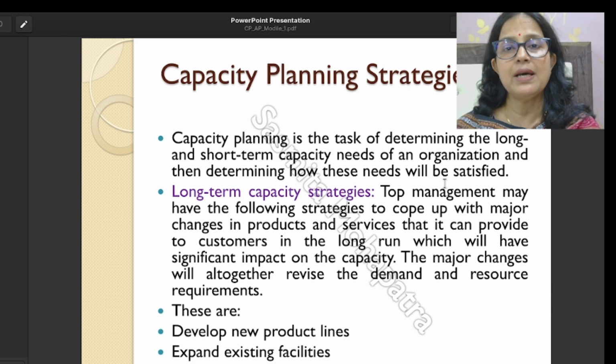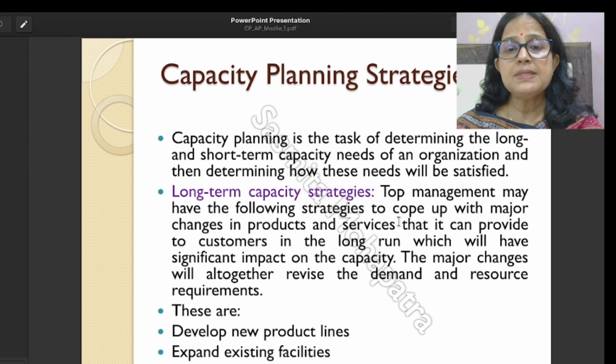demand of the market. Capacity planning may be long-term, medium-term, or short-term capacity planning. But the ultimate objective we need to achieve is the demand we need to meet, the requirements of the customers we need to meet. We need to satisfy the customers. According to that, we need to plan for the capacity.